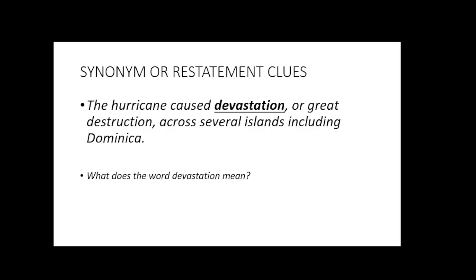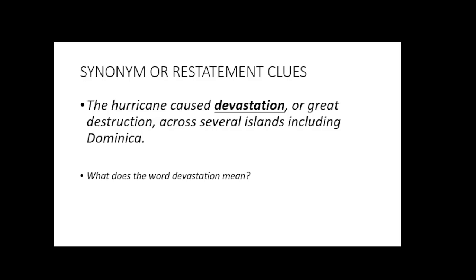And last but not least, the synonym context clue. Of course, this type of context clue is like when an author includes an antonym, but instead of using words or examples that are opposite in meaning, the author uses words with a similar meaning to the unknown word. The hurricane caused devastation or great destruction across several islands, including Dominica. What does the word devastation mean?